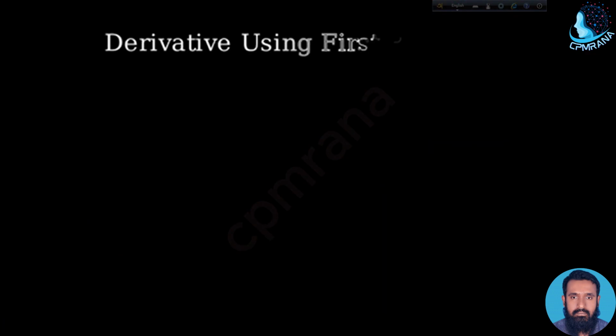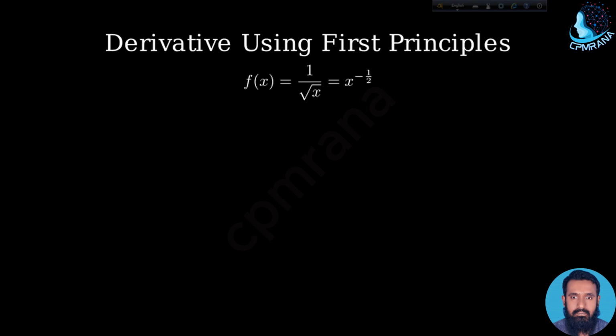Let's find the derivative of 1 over square root of x using first principles. Our function is f of x equals 1 over square root of x, which we can also write as x to the negative 1/2 power. Let's recall the definition of derivative from first principles. The derivative is defined as the limit as h approaches 0 of f of x plus h minus f of x, all divided by h.